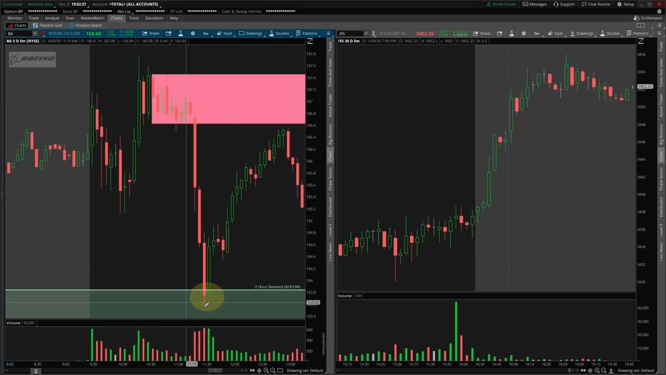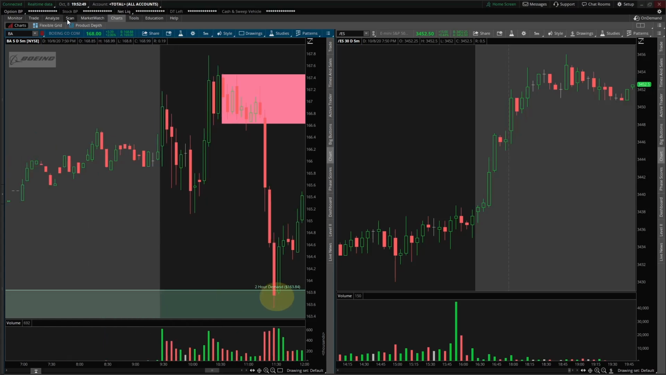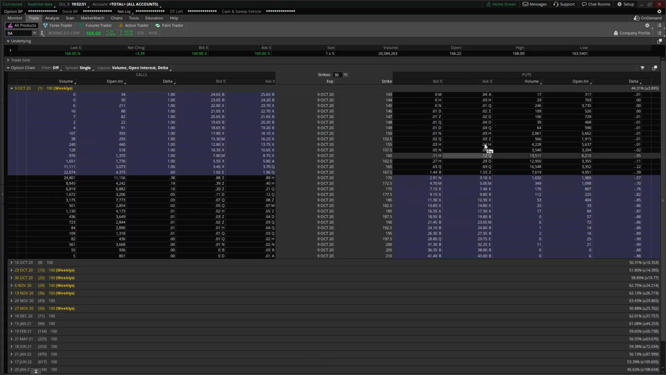So let's say we wanted to long Boeing inside demand because we're in a buy order imbalance and price tends to bounce out of demand zones. So at the time the market was open, we have heavy volume coming into demand. We're looking to purchase calls, and we all go to the option chain and we kind of freak out again. What contracts am I going to buy?